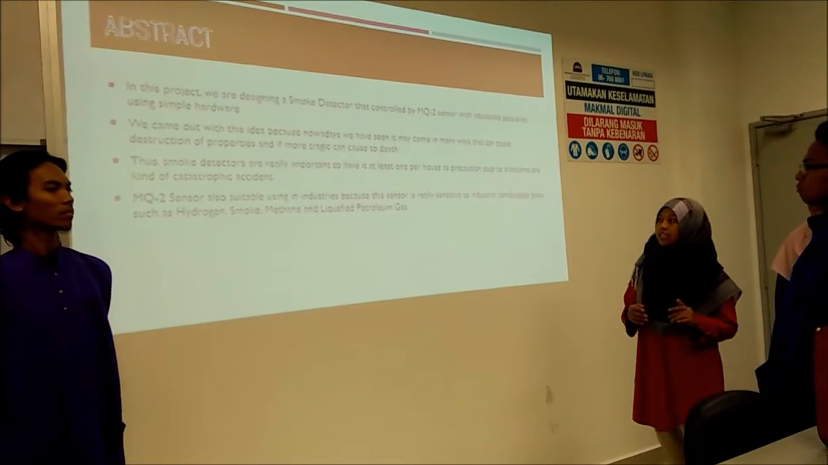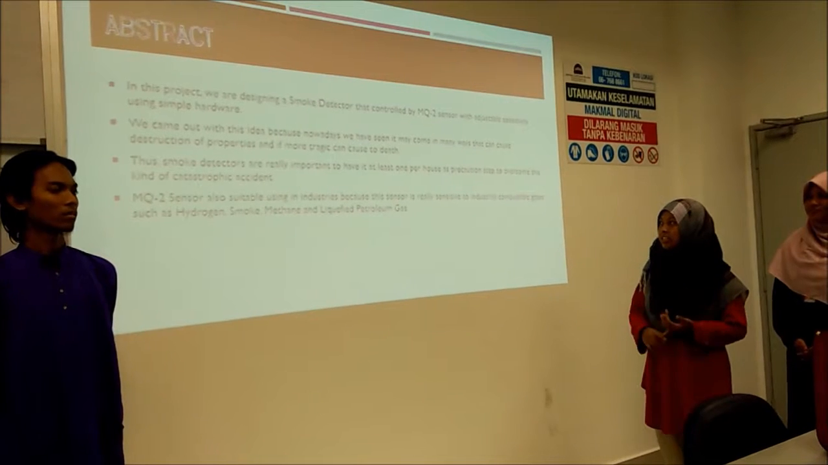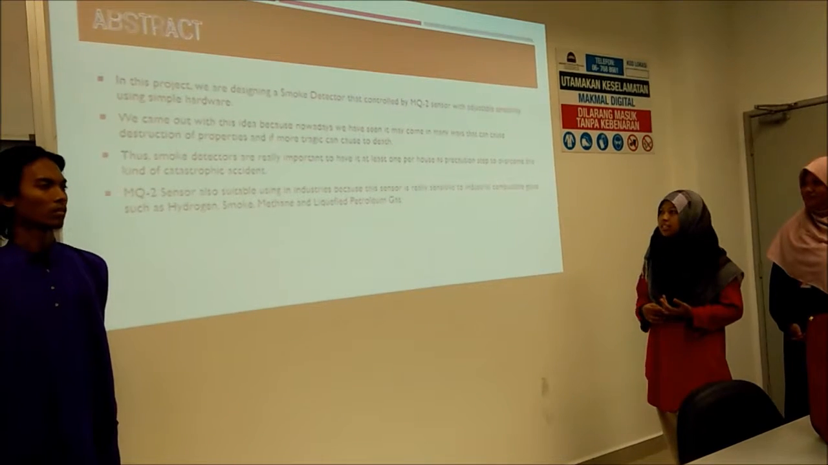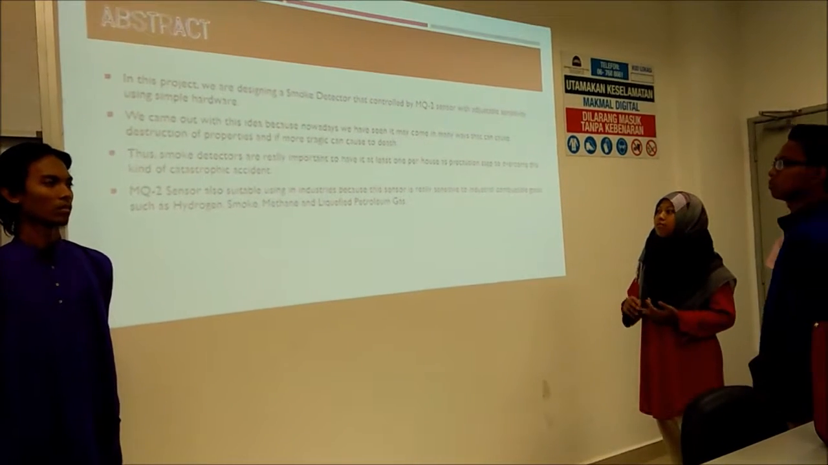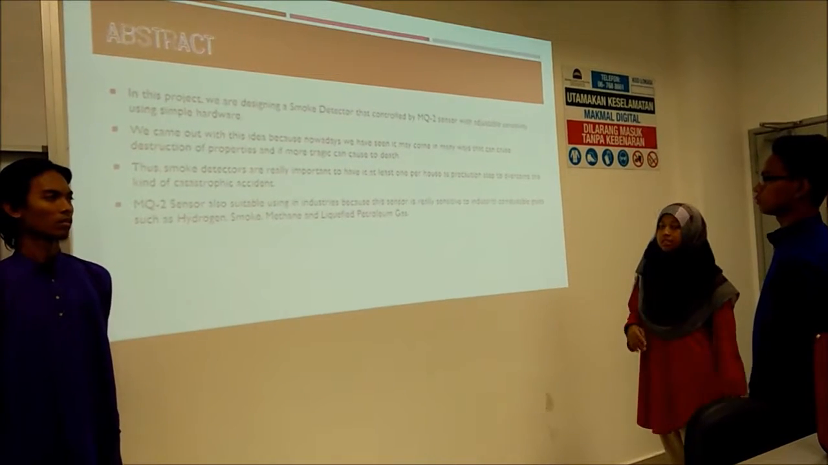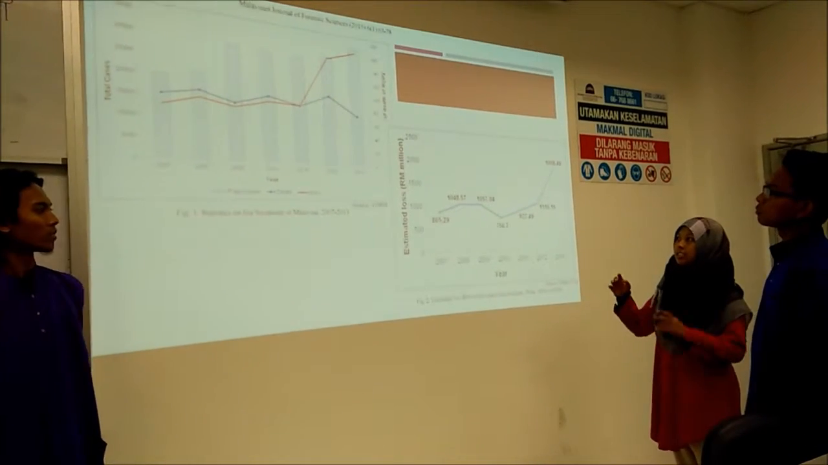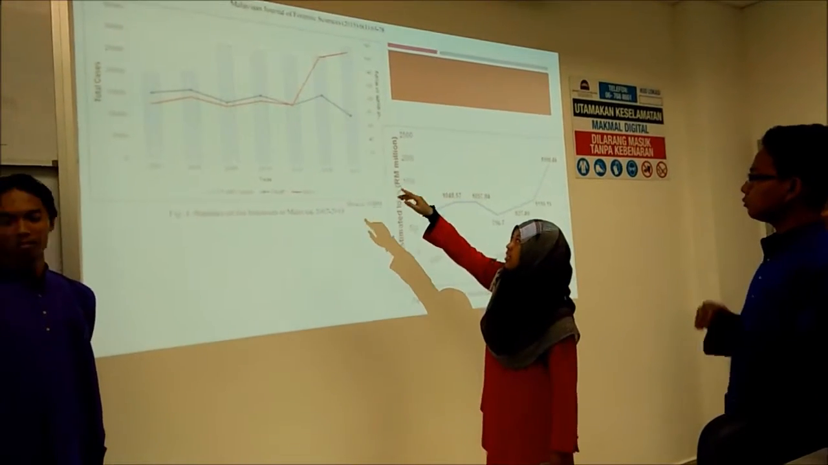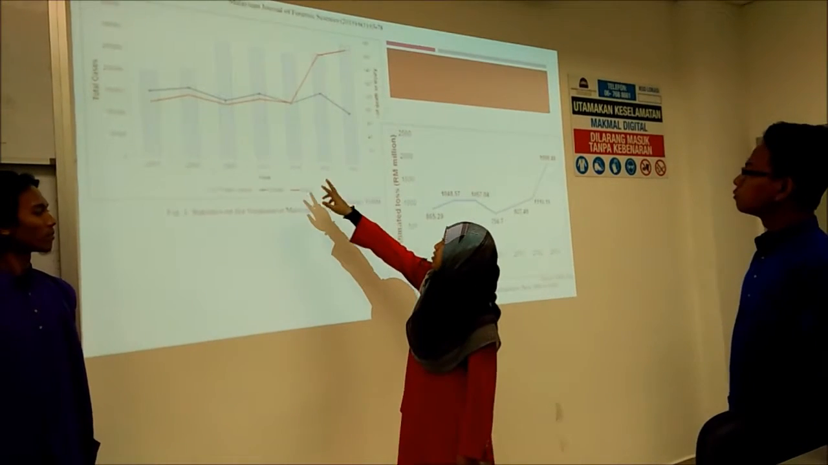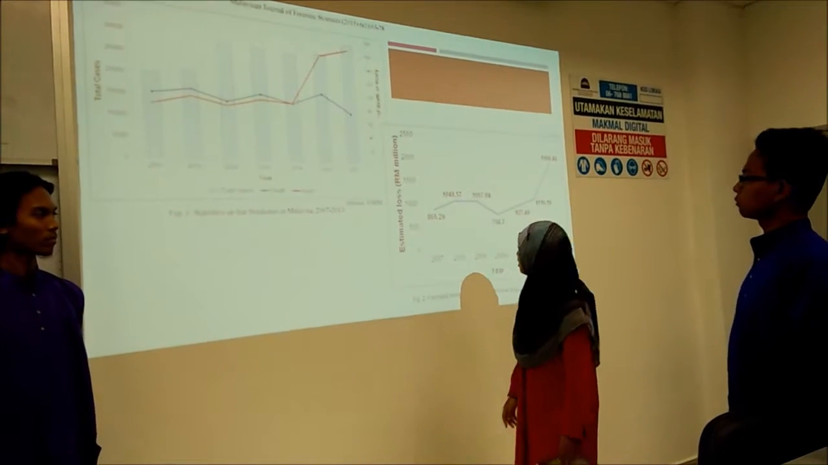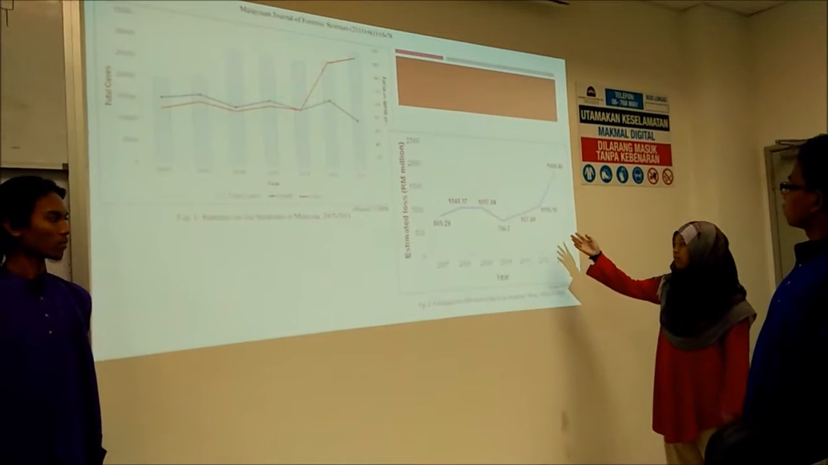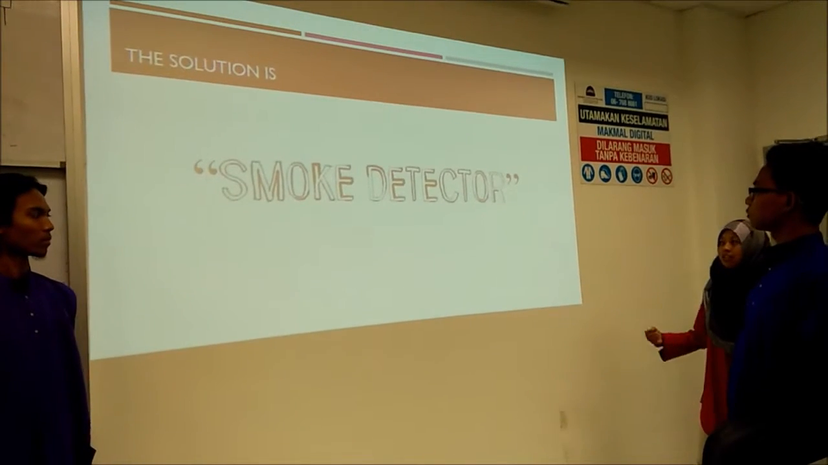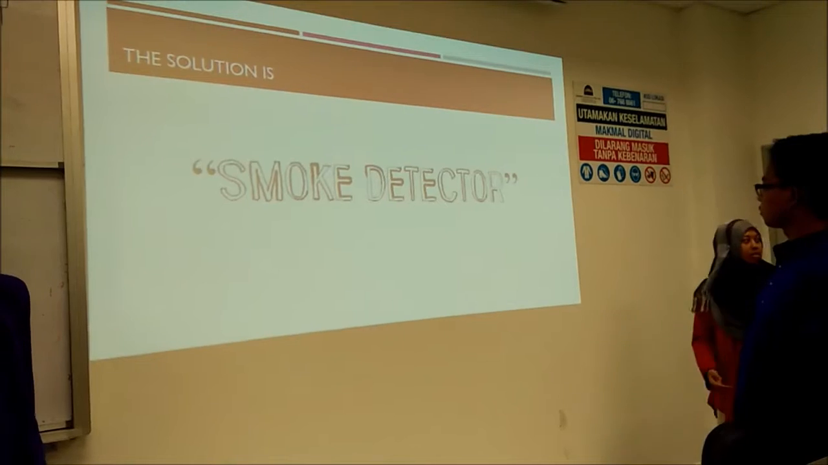Next, the MQ2 sensor is suitable for use in industries because it is really sensitive to industrial combustible gases such as hydrogen, smoke, methane, and liquefied petroleum gas. Next, this is a statistic on fire breakouts in Malaysia. As we can see, the cases are increasing starting from 2012 until 2030. And this is the estimated loss in terms of RM million due to fire breakouts. So we came up with the solution, which is a smoke detector.